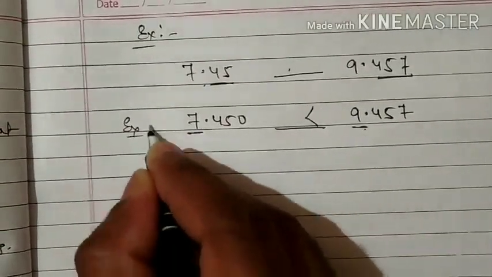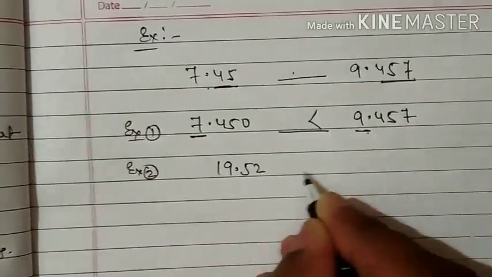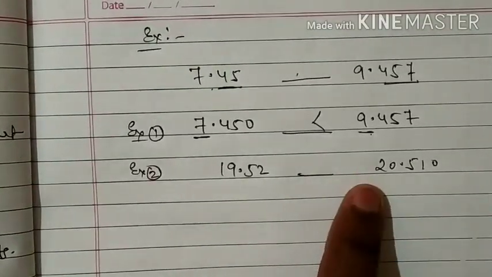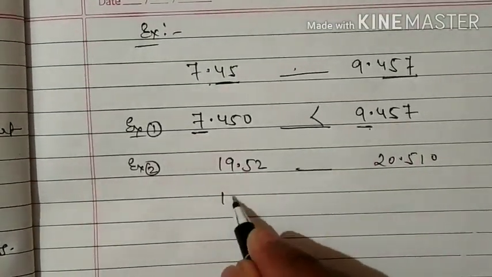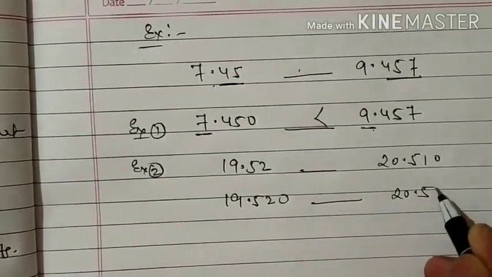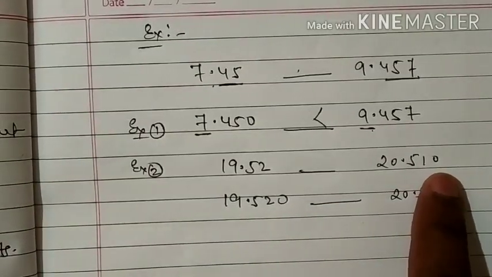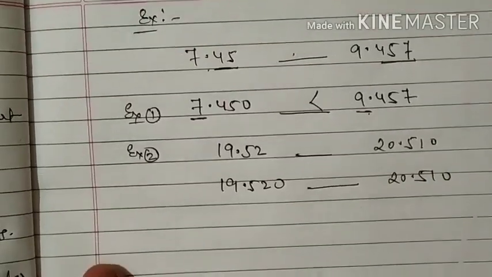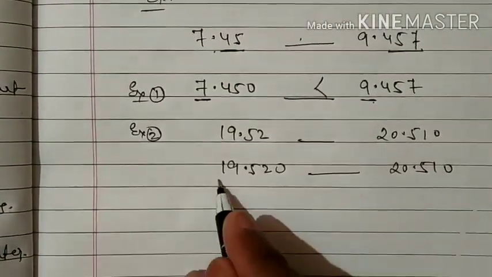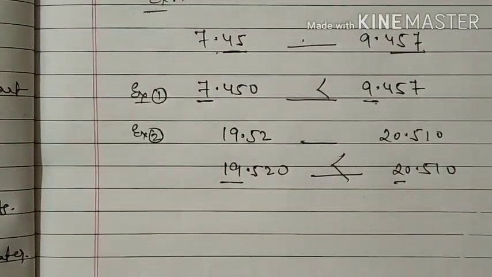This was example 1. Let's take another example: 19.52 and 20.510. First of all, we will convert them into like decimals by putting 0. That is 19.520 and 20.510. We can put 0 or we can cancel this 0, both will be the same, because putting a 0 on the right side of a decimal does not change it. First we will see the whole number part. There is 19 and there is 20. Which is greater? 20. So this will be the comparison.